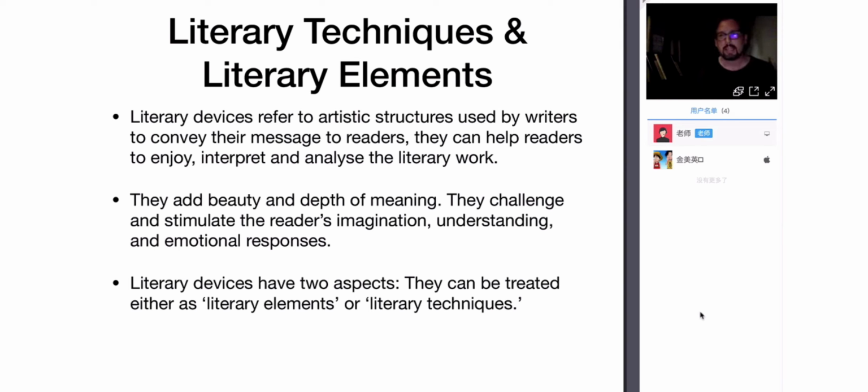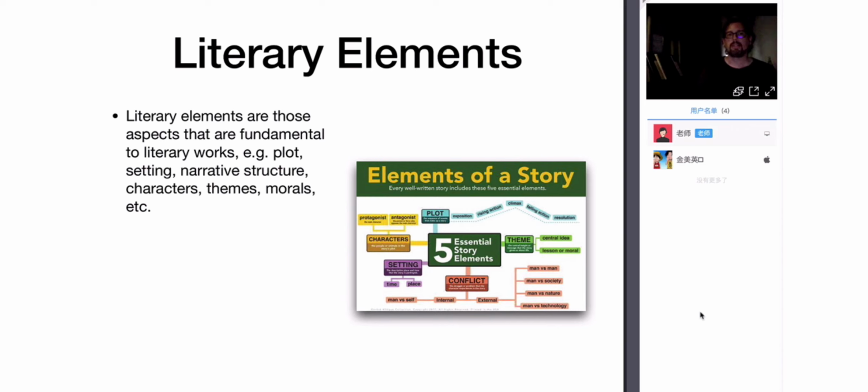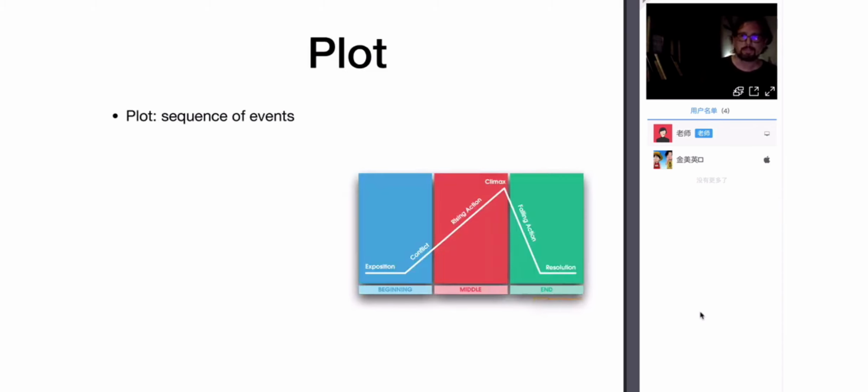These literary devices add beauty and depth of meaning. They challenge and stimulate the reader's imagination, understanding, and emotional responses. They can be treated as either literary elements or literary techniques. So we talked about the elements of the story in Introduction to Literature, Part 1, right? And this is the map. Literary elements are those aspects that are fundamental to literary works. For example, plot, setting, narrative structure, characters, themes, and morals.